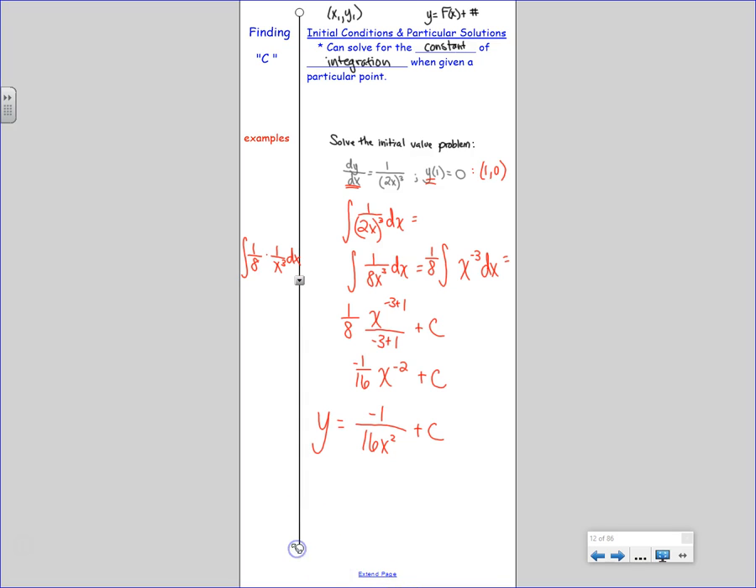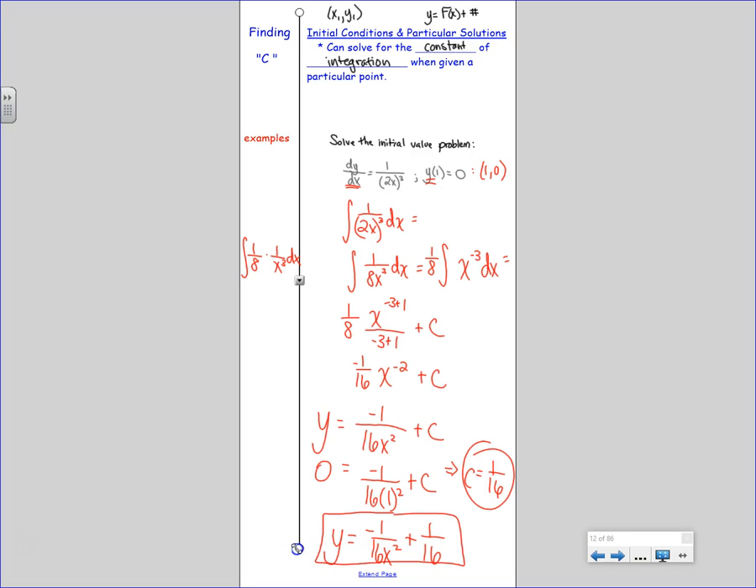Who would C be? When x is 1, y is 0. Multiply both sides by... oh, I would just add. So I have negative 1 over 16, add it to the other side. Yeah, C equals 1/16. Plug it in. My particular solution is the antiderivative, negative 1 over x squared, plus the specific constant I know because of the clue. What did I do? I plugged into my equation itself.